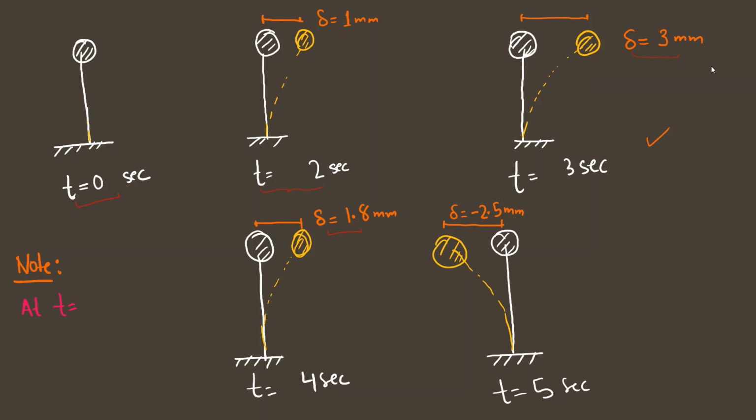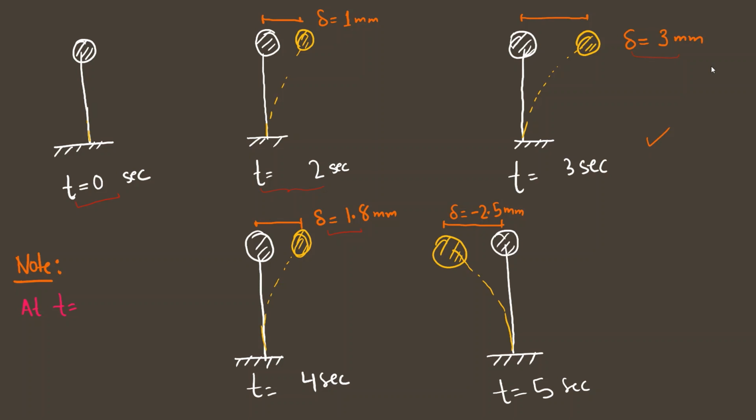This means in a dynamic load we know that the direction changes. So the load is a function of time, and the direction also changes with time. Here it is a 1 mm deformation at 2 seconds, and at t equals 3 seconds the deformation is 3 mm, then 1.8 mm and minus 2.5 mm.